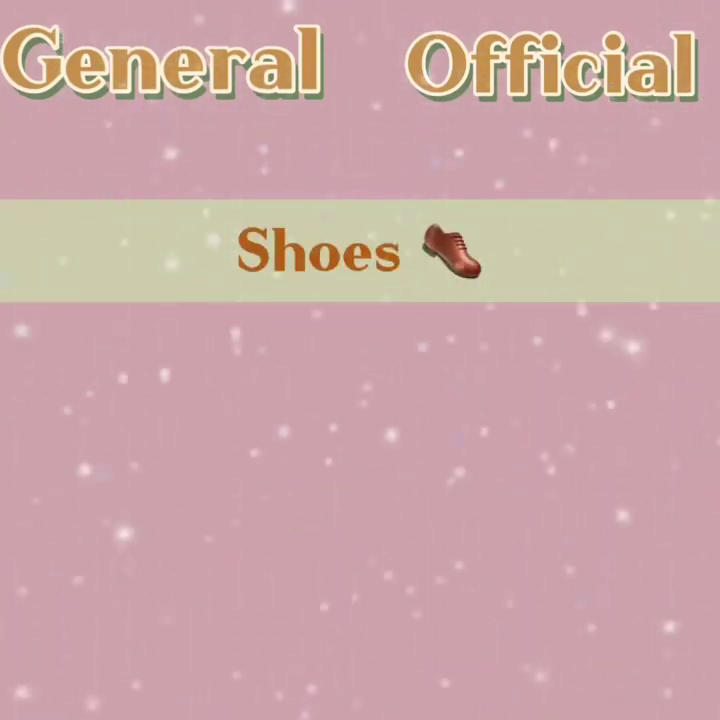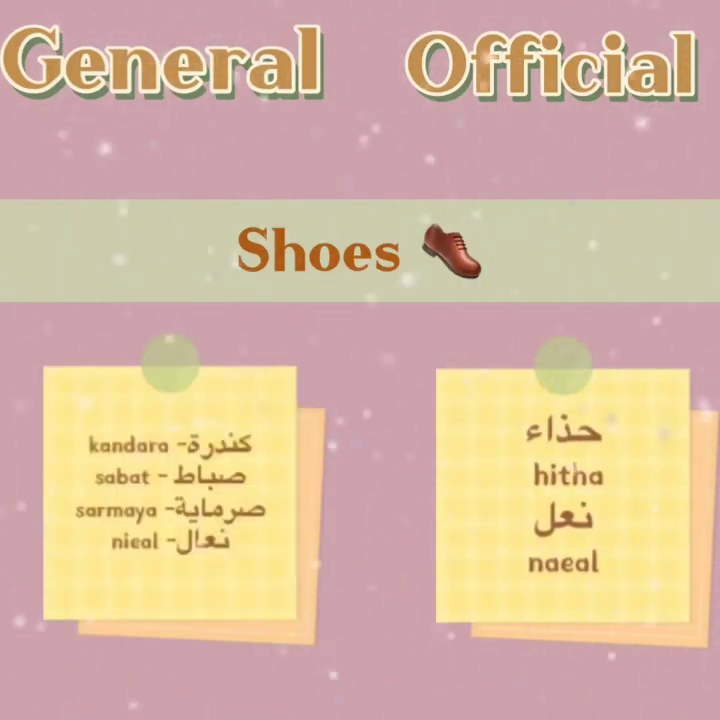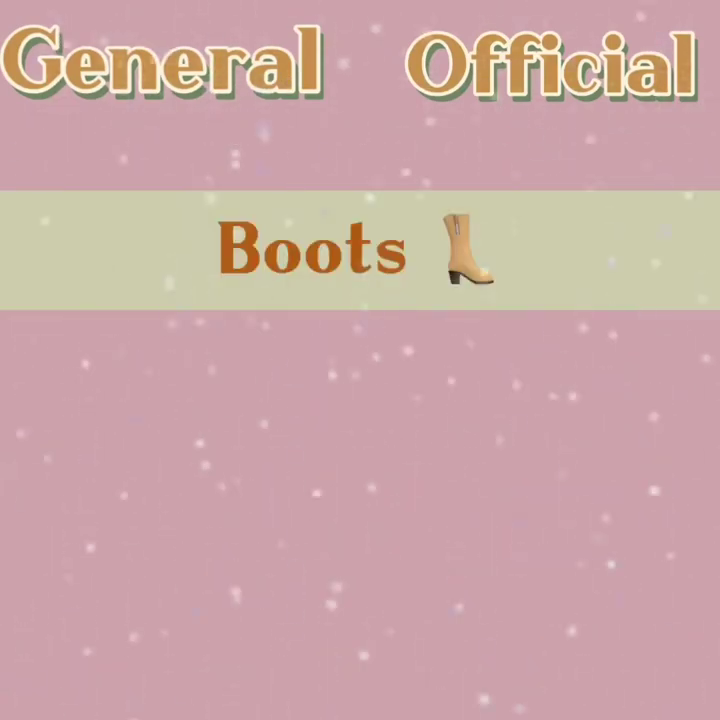Then we learned the word shoes. In the official, there's two words, either حذاء or نعل. But in the general, we called it maybe as كندرة, صباط, صرماية, نعال. Official Arabic, حذاء or نعل. But the common use, we can hear it as كندرة, صباط, صرماية, نعال.